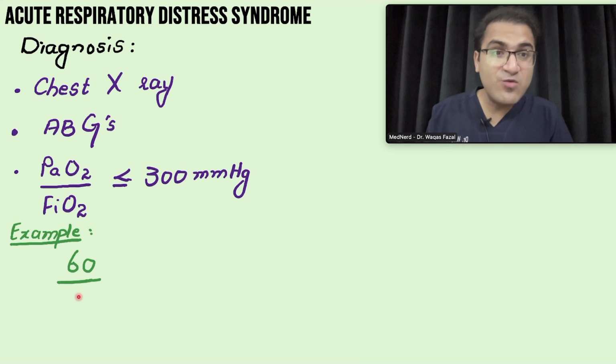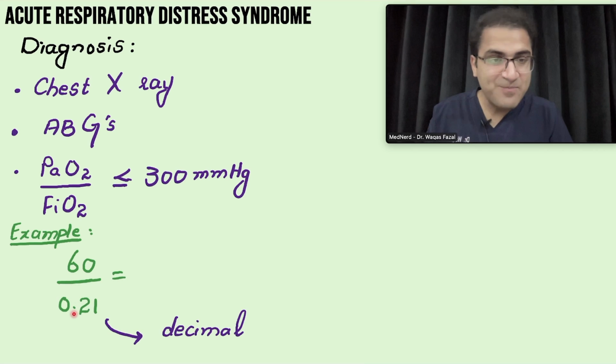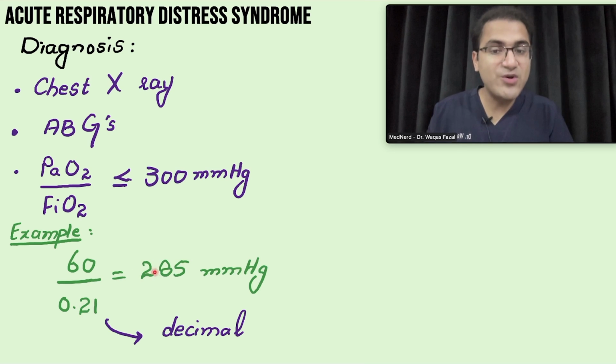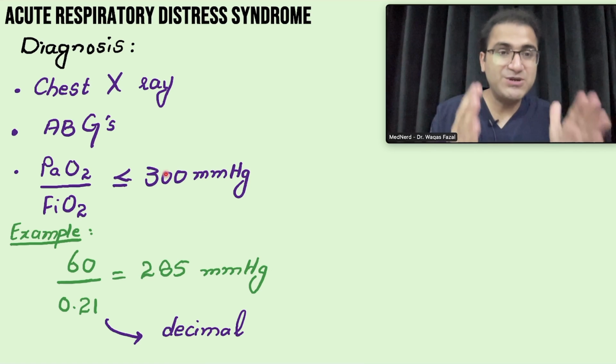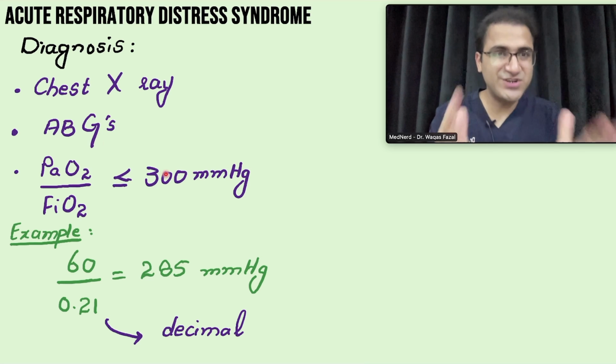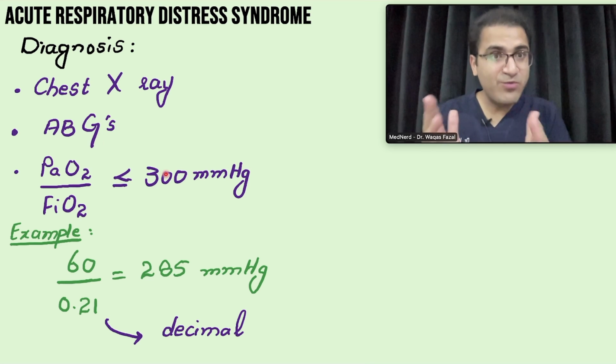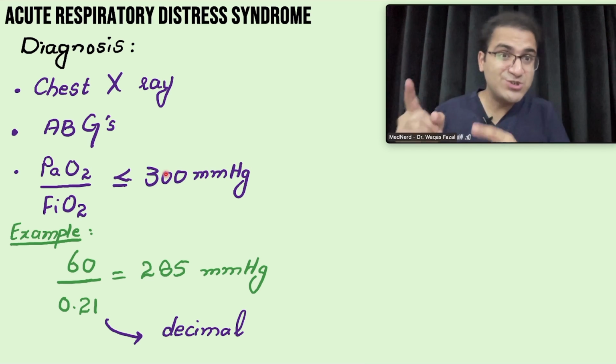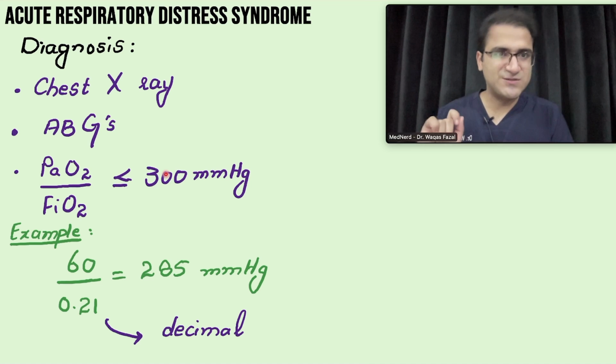What you do is that you convert 21% into decimal, that is 0.21, and you divide 60 mm of Hg by 0.21. Remember to keep the fraction of inspired oxygen in decimal, and you get a result like 285 mm of Hg. If the result is less than or equal to 300, it indicates that the patient is in acute respiratory distress syndrome. This is very important to calculate because this will show you the severity of ARDS.